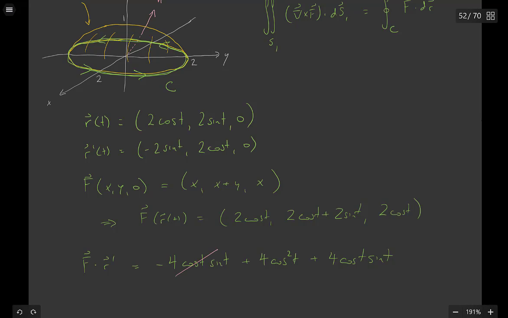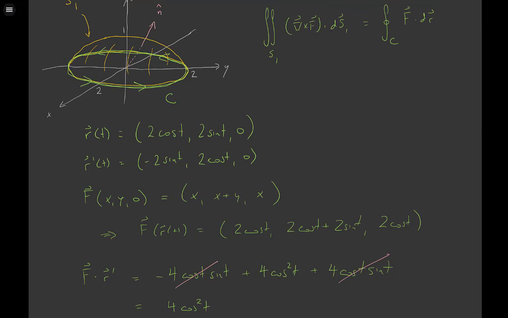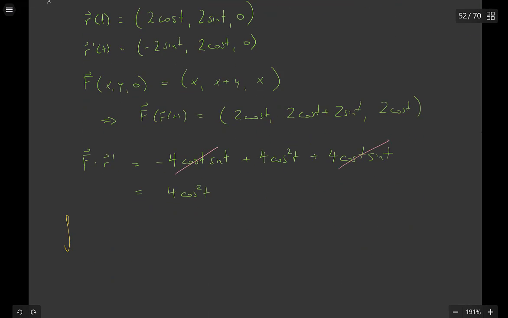I notice I get some nice cancellation happening here, and this just leaves me with 4 cos squared t. And so this, along with a dt, is what I would plug in here. Right, that is f of r of t dotted with r prime of t dt. So let's evaluate that line integral.